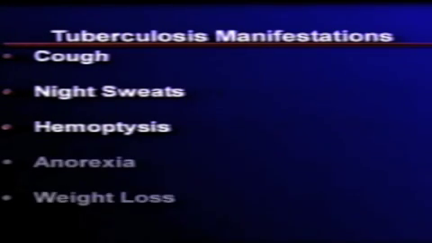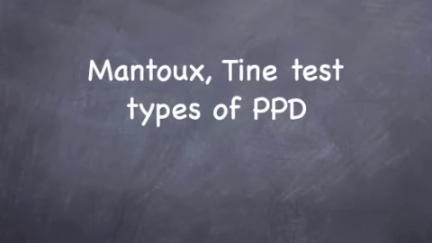Later on, you would see anorexia and weight loss. Those are very late symptoms. The others that we just talked about, those are the early symptoms, and those are the ones I would star, because if you have a client that has TB, you're going to see them hopefully in those initial symptoms.